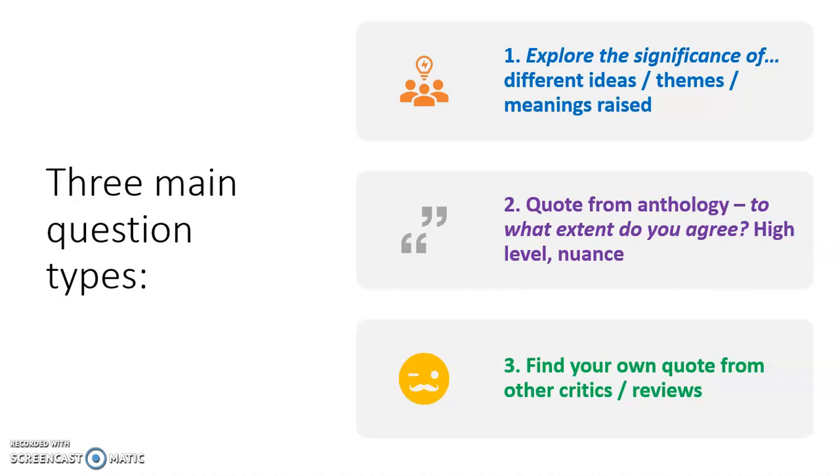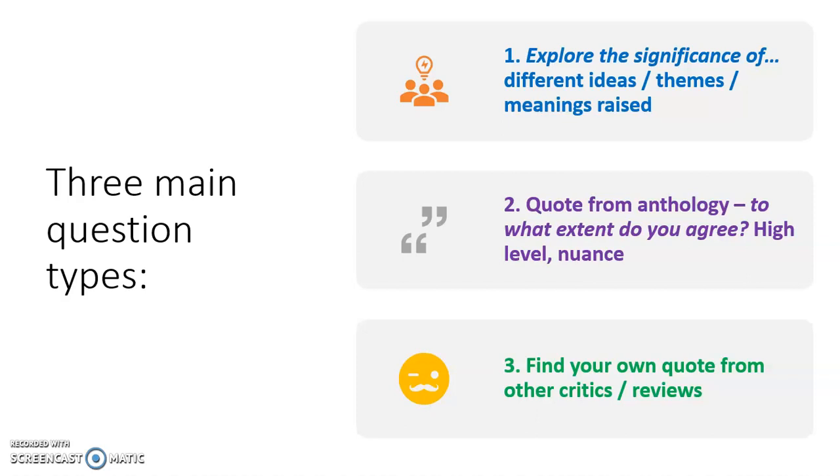So just because it's in an anthology or just because it's in a peer-reviewed journal doesn't mean that you can't disagree with it. Okay, so you might have found a quote from your wider reading that you want to set up like a type 2 question. So a quote, to what extent do you agree? So don't forget that will also need that nuance where you look at individual words in it and think, yeah, I agree with that bit, but I don't really agree with that bit. Okay, so 3 different question types.